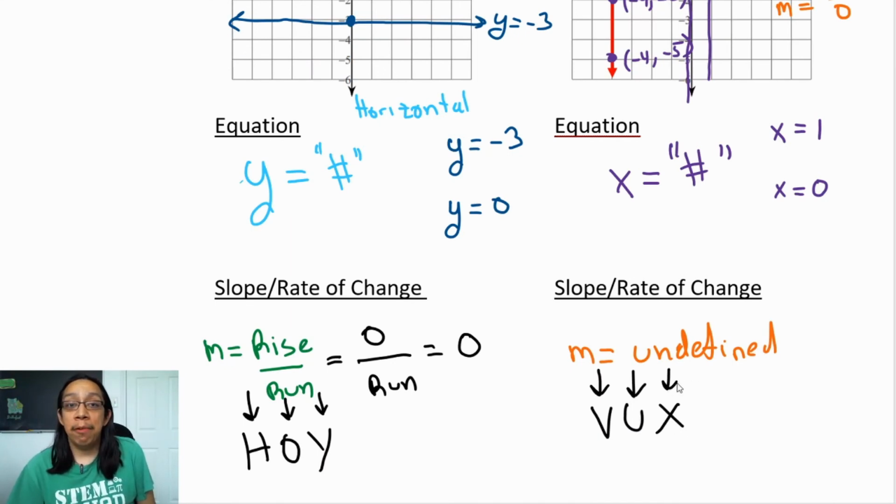So what's the big idea with vertical lines and horizontal lines? Basically, horizontal lines will always have an equation of y equals. So whatever that number is, it's always going to go through the y-axis and it's going to be a horizontal line. The slope of a horizontal line will always be 0. On the flip side, if you have a vertical line, their equation will always be x equals whatever number it's crossing on the x-axis. And the slope of those graphs will be undefined.